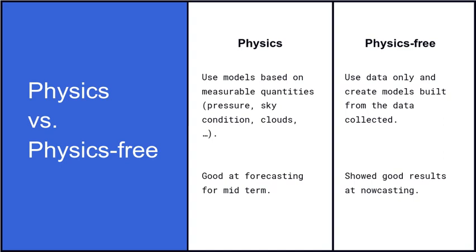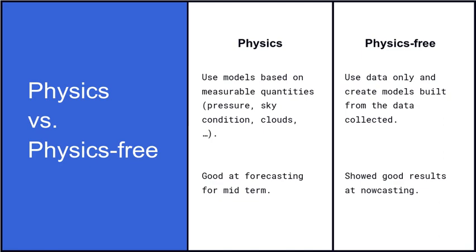So basically, there are two main approaches for climate prediction nowadays. The first one is based on using physics. It uses models that integrate measurable quantities such as pressure, the sky conditions, clouds movements, etc. These techniques are good for predicting the weather for the upcoming days or weeks. The second approach is the physics-free approach or the data-based approach. This approach uses only historical data gathered and uses this gathered data to create a model that makes predictions.